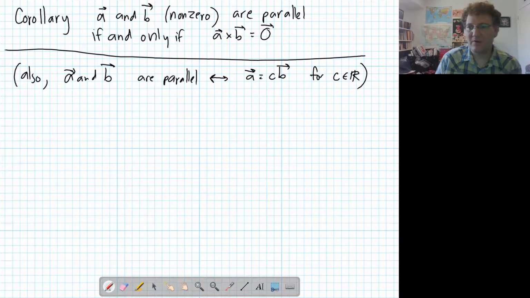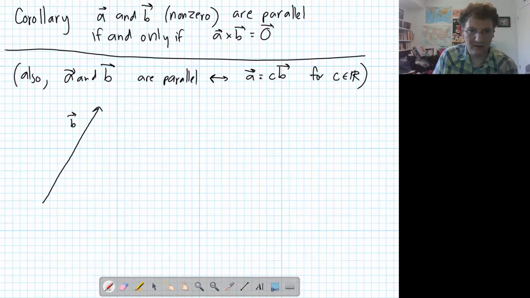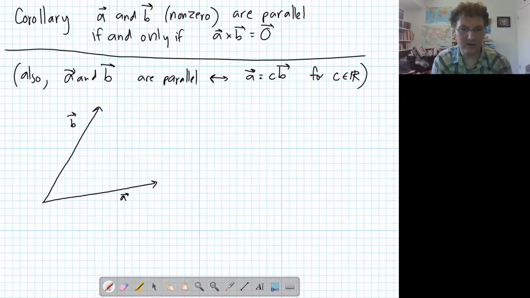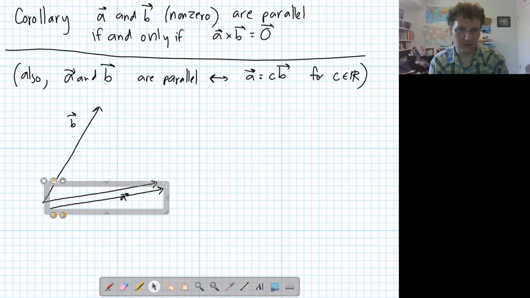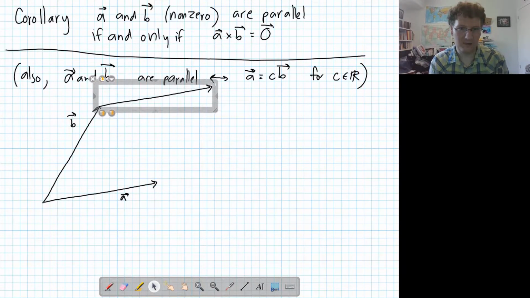Something that's interesting about the cross product is the magnitude of the cross product. If you have two vectors B and A, what I'm going to do is copy these and create a parallelogram.